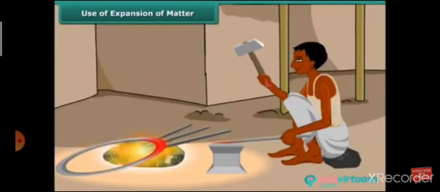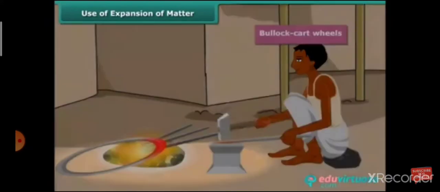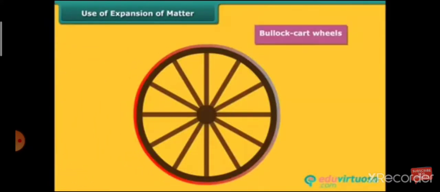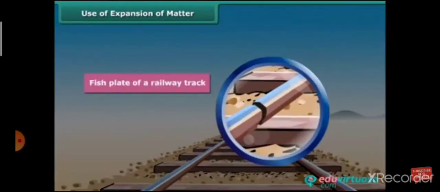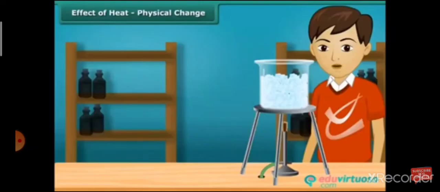The iron rim is fitted on the bullock cart wheel after heating. When the metal gets cool, it holds the segment of the bullock cart wheel tightly. A small gap is left between the rails of the railway tracks, where the two rails are joined with the help of fish plates. There is a gap left between the two rails to allow the expansion of solids during the summer season.